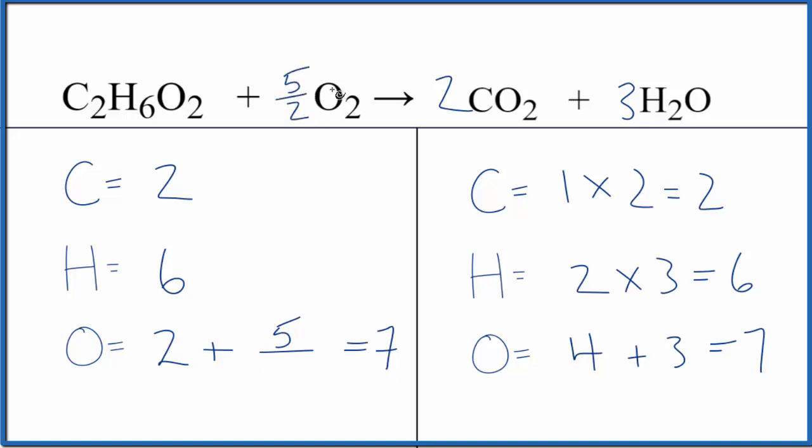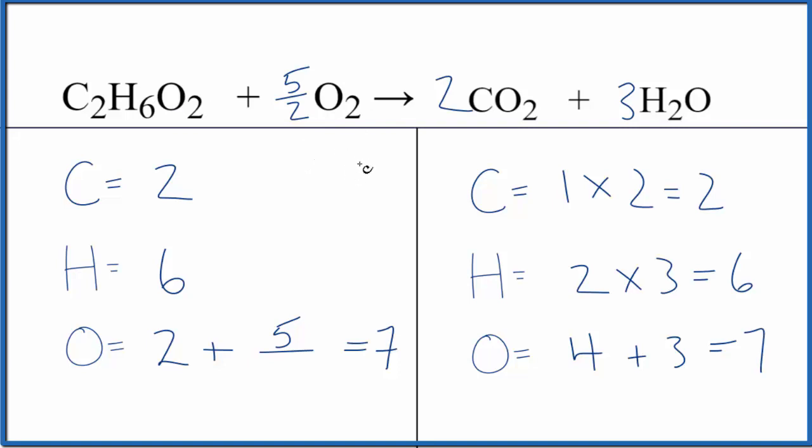So we can use a fraction, because 5 over 2 times 2 gives us the 5 that we need. And this equation is balanced. These are the correct coefficients. This is the correct ratio of coefficients for C2H6O2 plus this O2 oxygen gas.